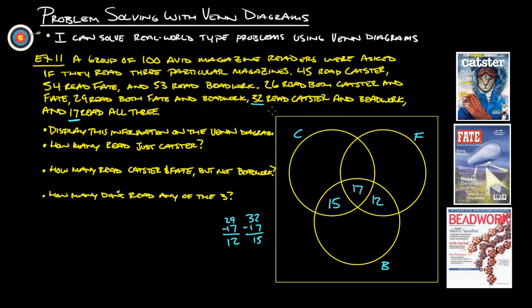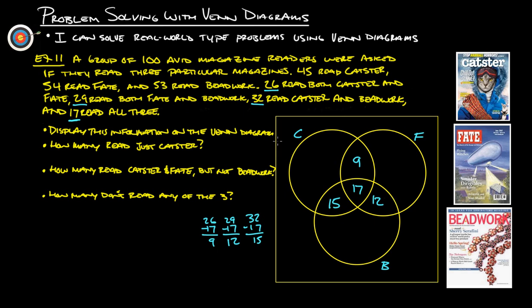All right, so moving backwards, and I like to mark that I've used those numbers so I don't have to try to find them later. Let's see, 26 read both Catster and Fate. So Catster and Fate, 26 go in this region here. So that's 26 minus 17. That means there's 9 that read just Catster and Fate.